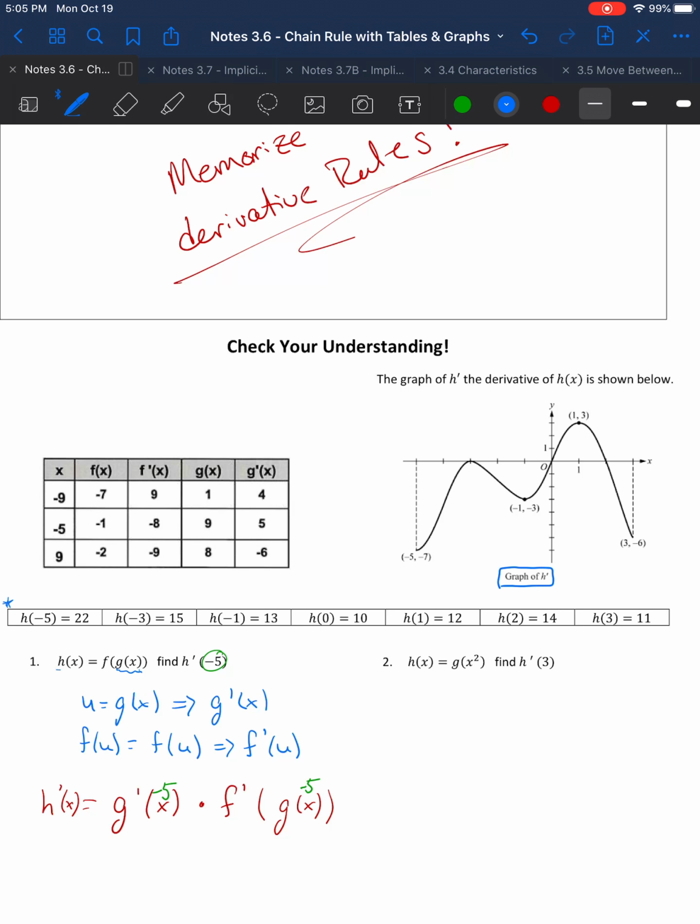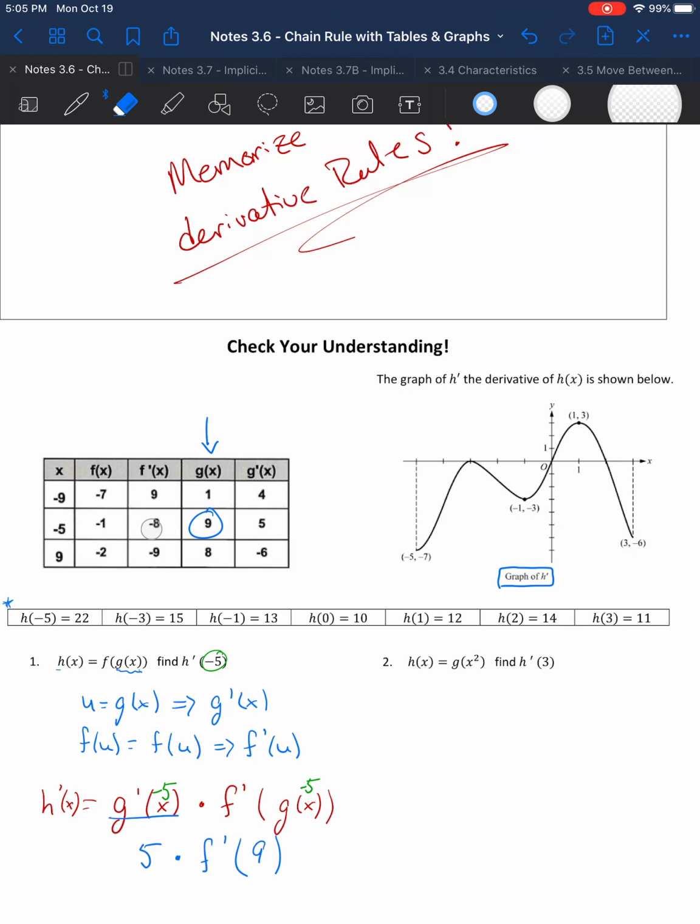So this is the answer to the derivative of H, but I didn't ask you for just the derivative of H, I asked you for H prime of -5. So that means everywhere I have an X, I'm going to replace it with -5. And then I'm going to start answering these piece by piece. G prime of -5, which means I'm going to go to G prime at -5, and I'm going to find that answer.